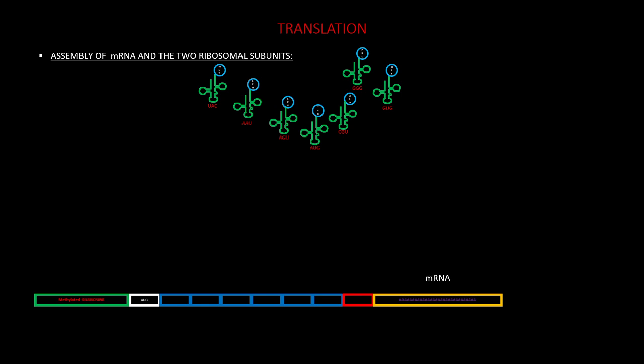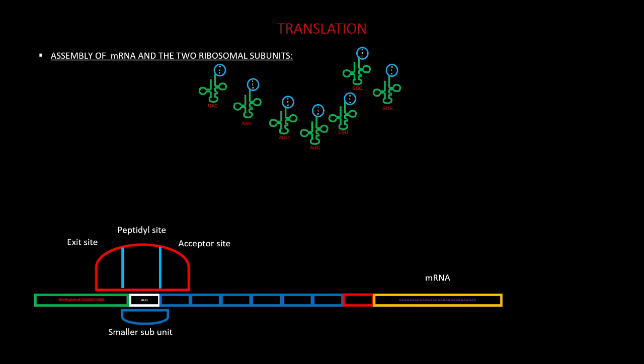As you can see, it is labeled mRNA, and here comes our smaller subunit of the ribosome, particularly 40S, and the larger subunit comes here, and it contains three sites called the exit site, the peptidyl site, and the acceptor site, or very shortly the EPA site of the larger subunit of the ribosome. This larger subunit is 60S. The smaller subunit is 40S and the larger subunit is 60S.